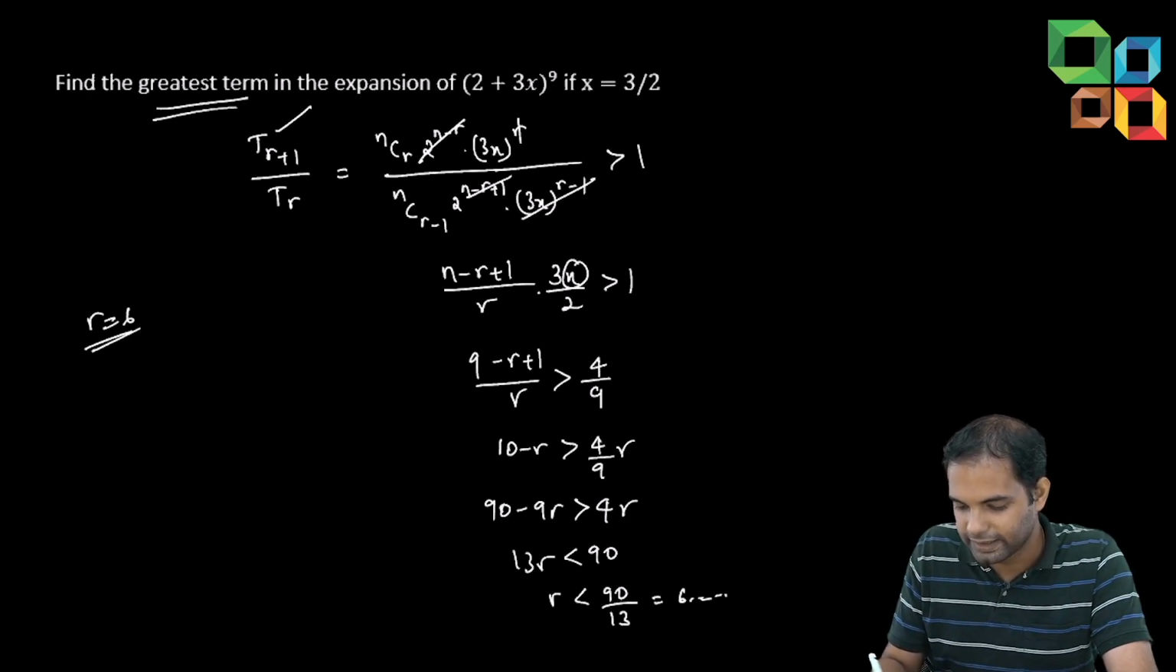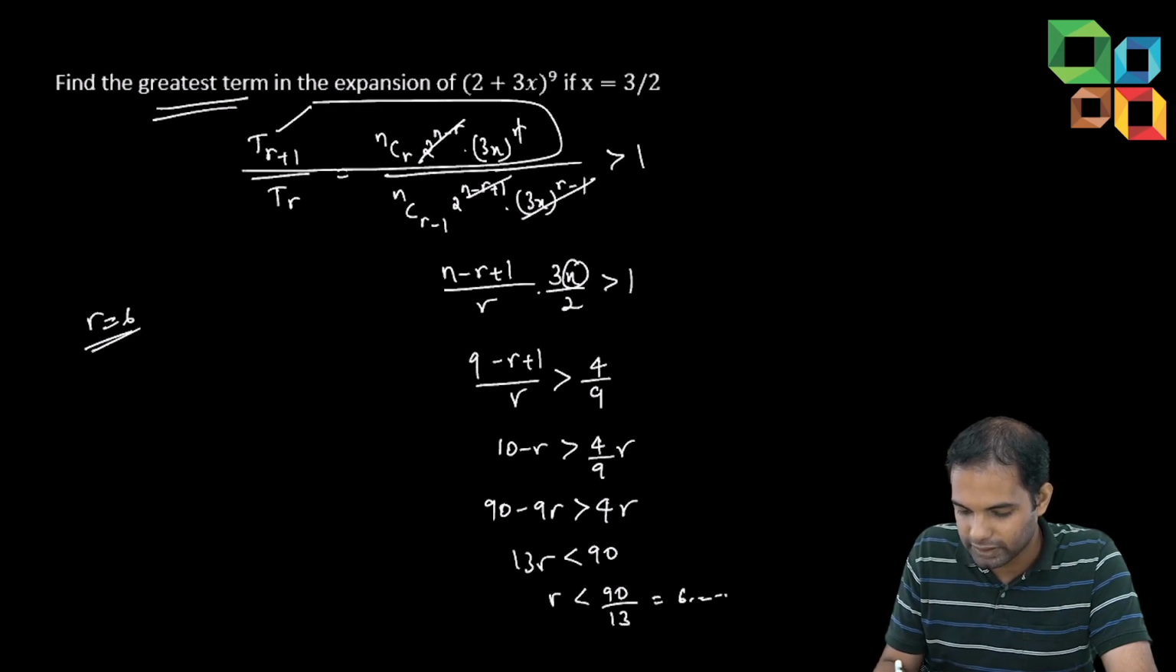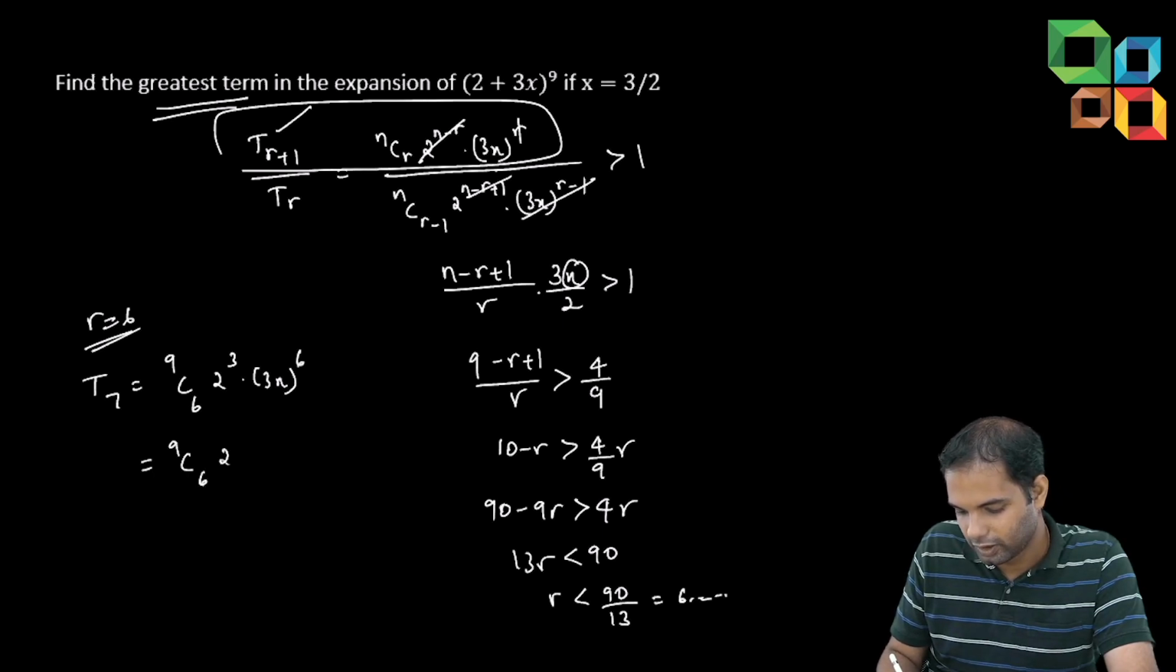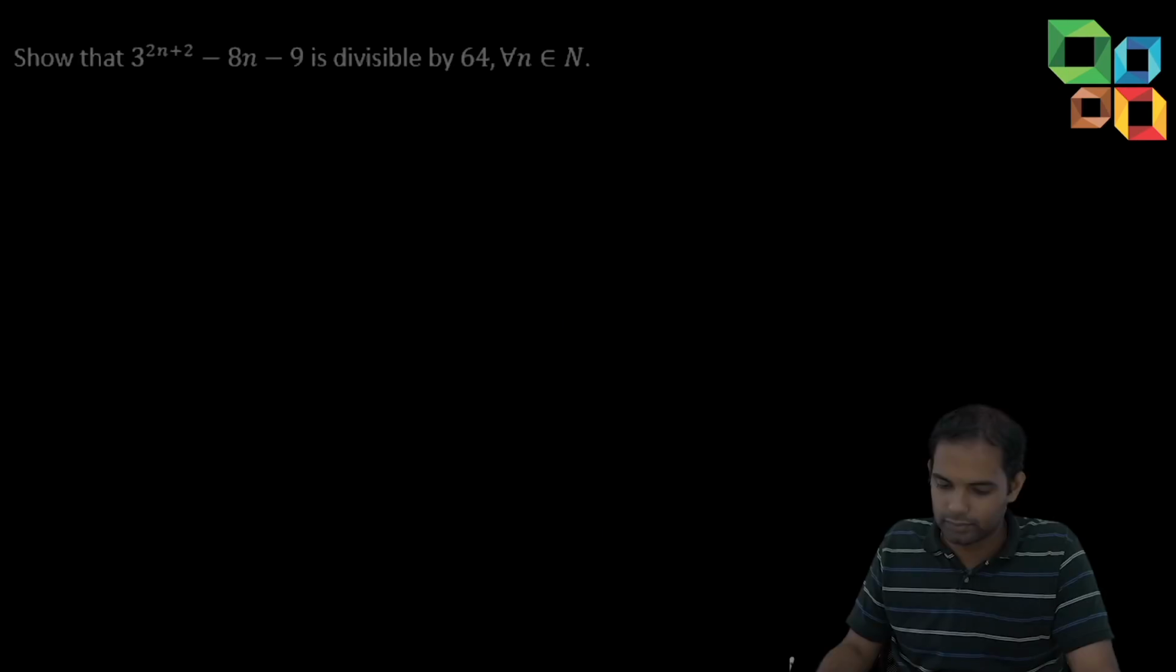Now we have to write the greatest term. So put here, T7 is 9C6 into 2 power (9 minus 6), which is 2 cubed, into (3x) whole power 6. So this will be the greatest term, 9C6 into 2 cubed into 3 power 6.